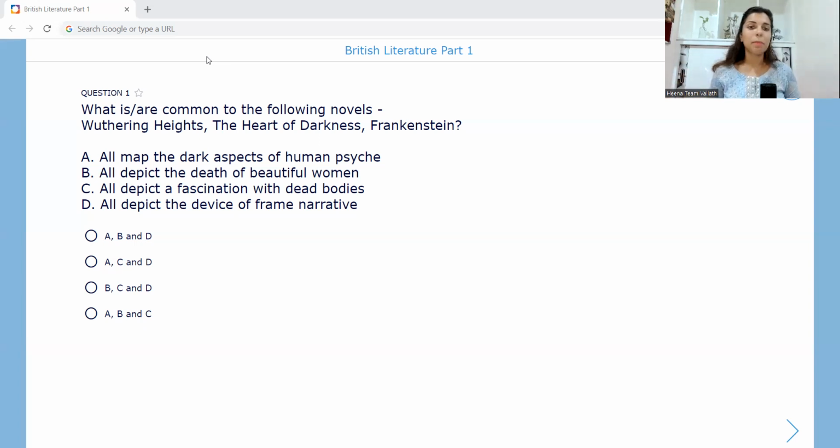C. All depict a fascination with dead bodies. Correct? Absolutely correct. And D. All depict the device of frame narrative. Correct? Oh, yes, it is. So I feel A, C, and D are correct. So where is the option A, C, and D? It is option B, right?